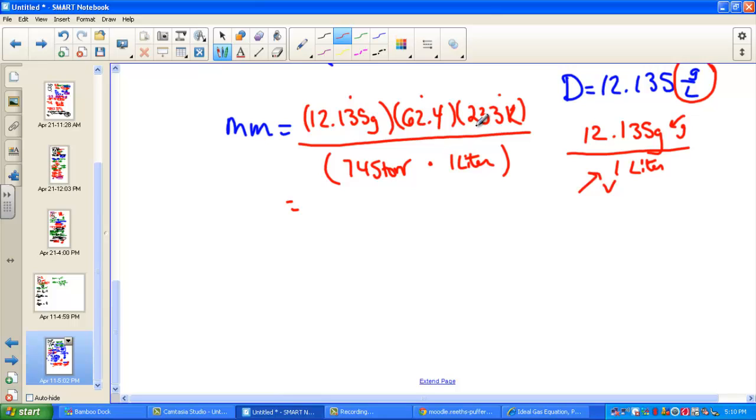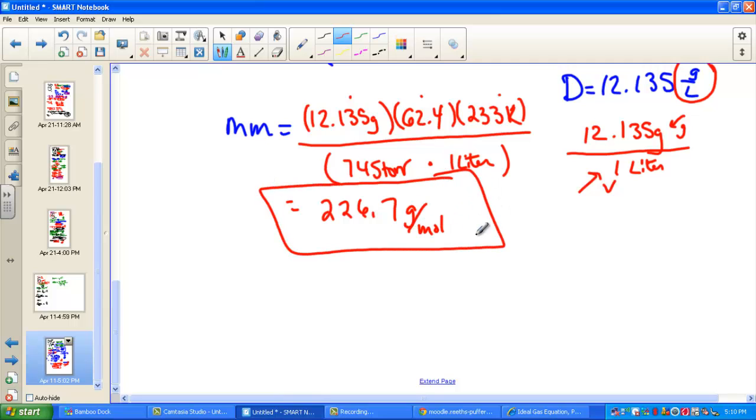12.135 times 62.4 times 233 Kelvin units. And then I'm going to divide, parenthesis, 745 times 1. And what do we find? 226.66, I'll say 226.7 grams per mole, the molar mass of our gas. Can't label it, it wasn't given to us in terms of identity. GRT over PV gives us the molar mass of our gas, 226.7 grams in every 1 mole of the gas.